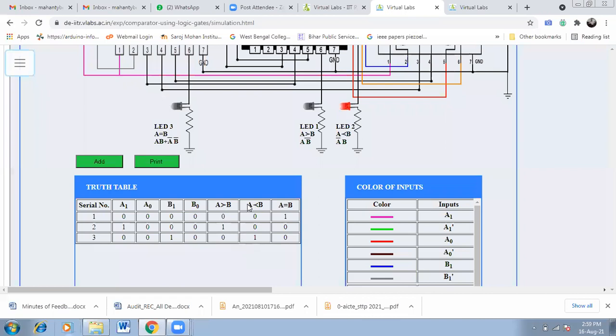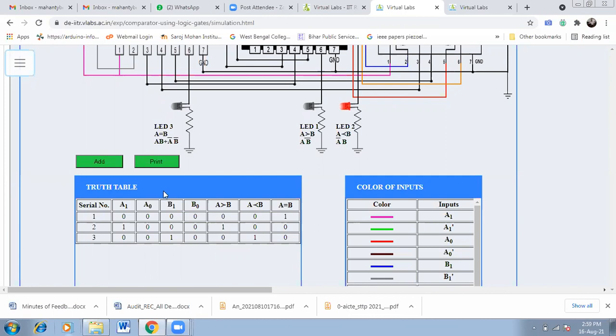Among these 3 outputs, the corresponding output will be 1 that satisfies. Here A less than B satisfies, so that's why this is 1. Here A less than B was satisfied, so that's why it is high. Now here A greater than B was satisfied, so that's why this corresponding column is 1. So in that way you can have the output and you can practice the circuit. So this is all about your 2-bit comparator circuit.